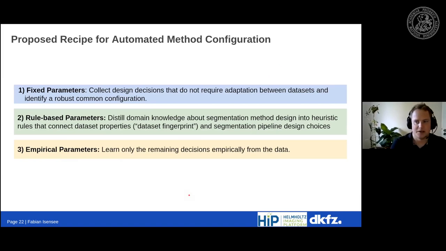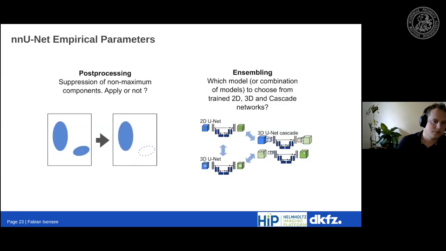Finally, and this is the part we have been trying to reduce as much as possible, is empirical optimization. There are certainly more we could do in the future, but right now things are as they are. So we have actually been trying to build as much of the pipeline as possible with the fixed and the rule-based parameters, and everything that we couldn't come up with rules for is what's happening at the end. And the only two empirical parameters that we're using in nnU-Net are post-processing and model selection.